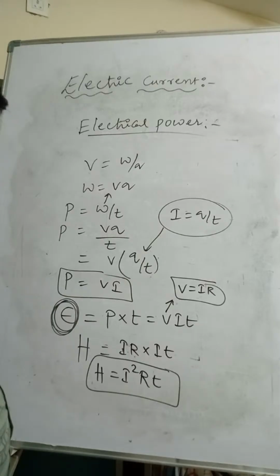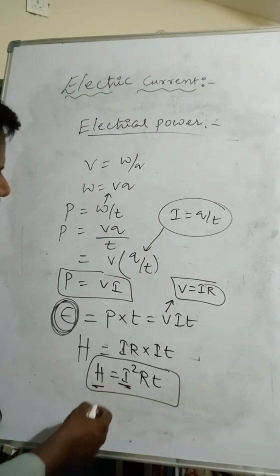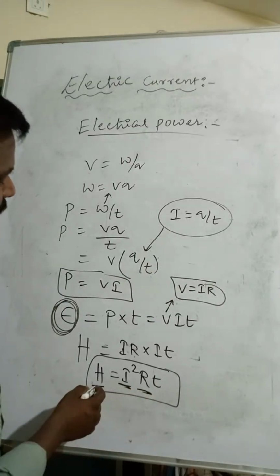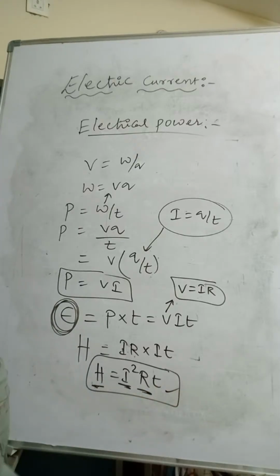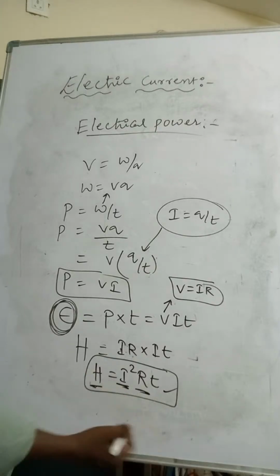Joule's law of heating. Heat produced in the conductor is directly proportional to square of current. Heat produced in the conductor is directly proportional to resistance. Heat produced in the conductor is directly proportional to time. Okay, so that is about electrical power and the heating effect of electric current.